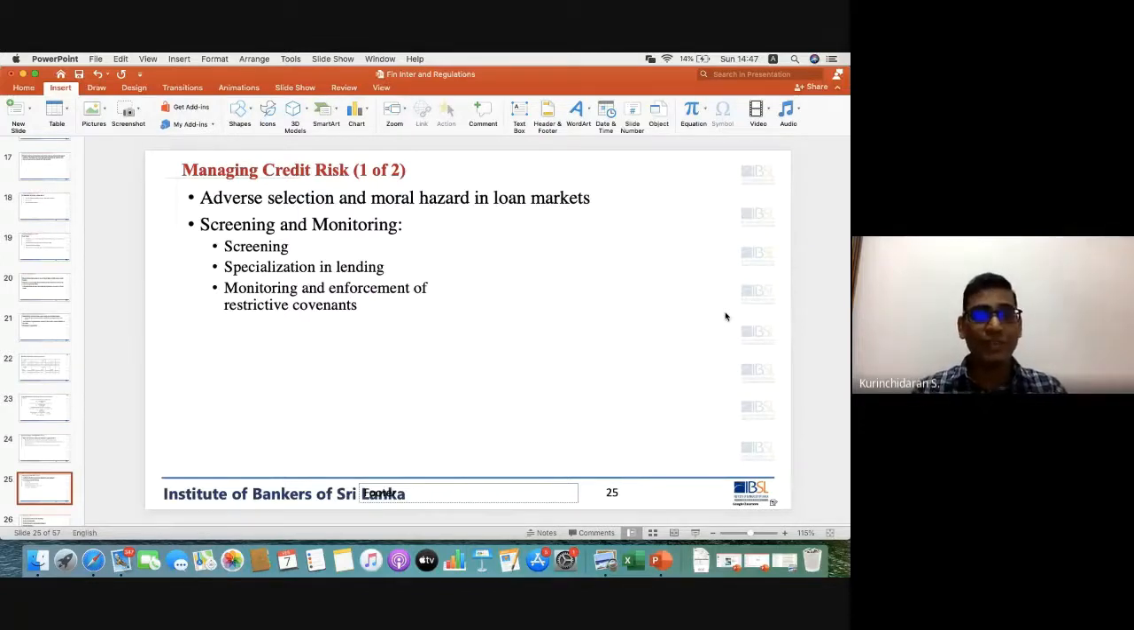And there is monitoring and enforcement of restrictive covenants. Banks can monitor each and every customer, and banks can enforce covenants. Okay, you have to maintain this level of profit, you have to maintain cash flow like this. Many requirements banks can enforce, and they can continuously monitor to minimize the credit risk. You always remember, banks' business is risk taking. You can't eliminate risk taking, but you can minimize it.